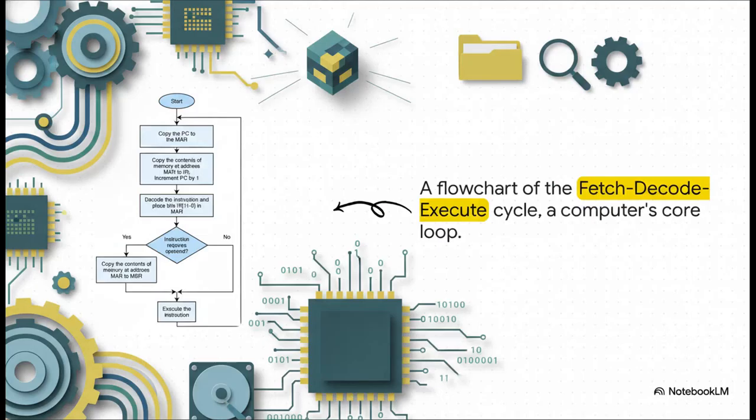This flowchart gives you a sense of what that loop looks like. It might seem complicated, but remember the core idea is simple. It's a non-stop cycle. It grabs an instruction, figures it out, does the work, and then immediately moves on to the next one. This is the engine that powers literally everything your computer does.